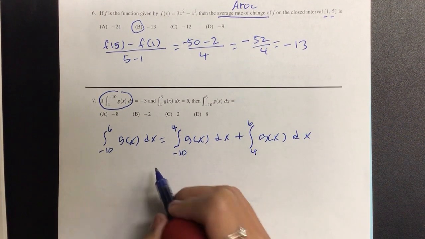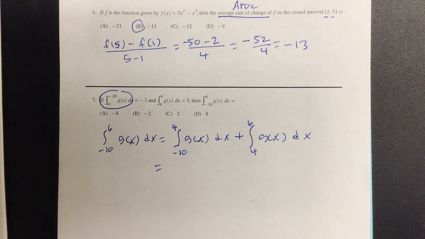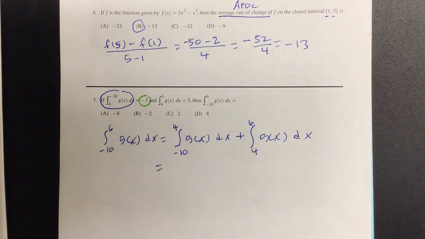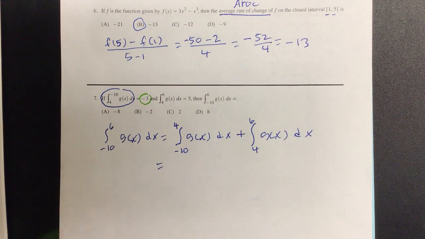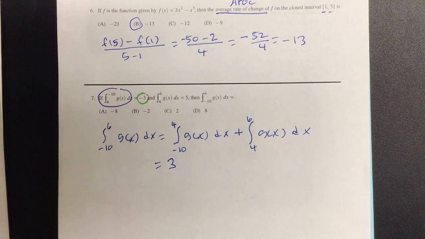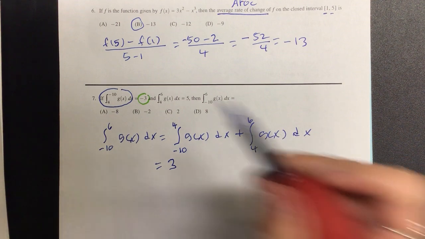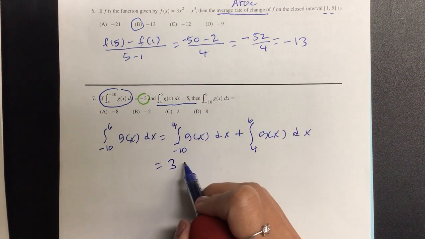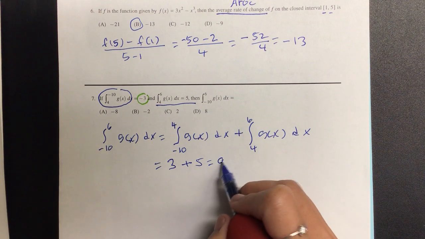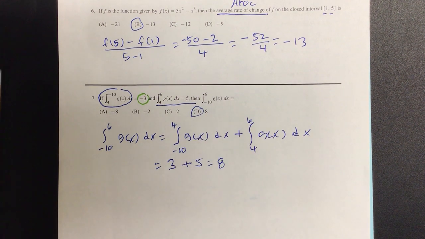So let's discuss what's happening here. If from 4 to negative 10 is negative 3, and I swap them, I told you guys when we were looking at integrals, when I swap them, what happens to the sign? It changes, so that becomes positive 3. The next one is pretty clear; it is as it is. We have plus 5. So 3 plus 5 is 8, which is answer choice D.